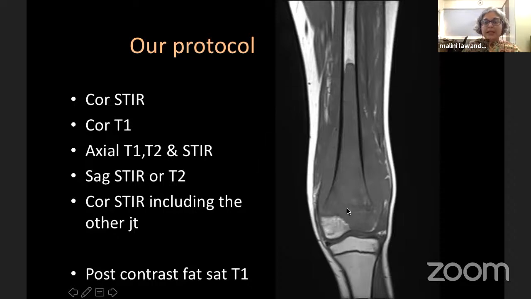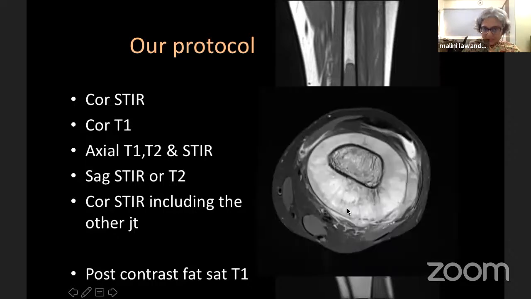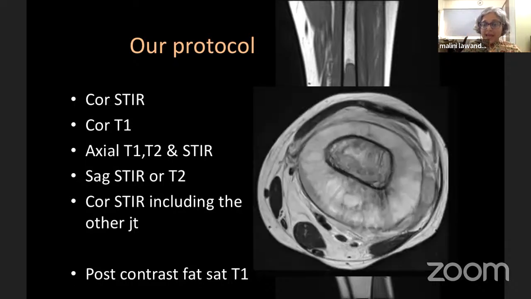Then we would do axial STIR or T2 fat sat, both are equivalent. T1 as well as T2. Now this is very important. We need plain T2 sequence also. Often you end up with scans which have only T1 and STIR images. But remember, in STIR the fat is suppressed and the lesion intensity also is different. So we need a T2 weighted image to see whether the lesion is bright or dark on T2 image.